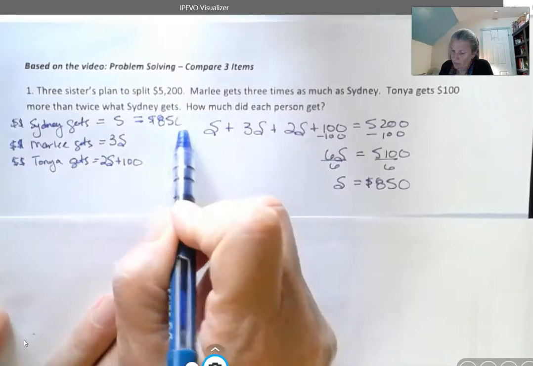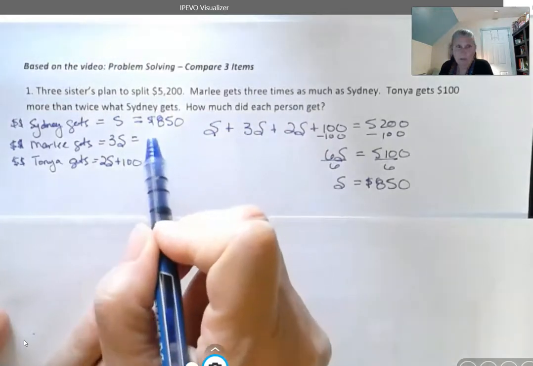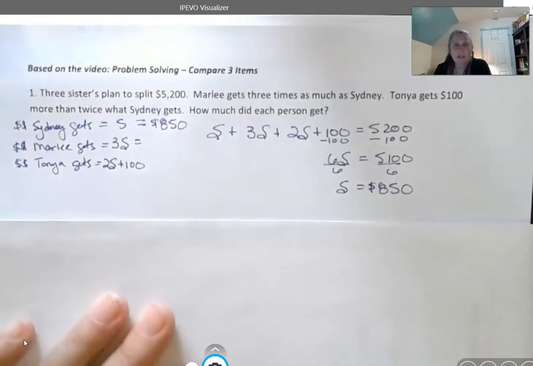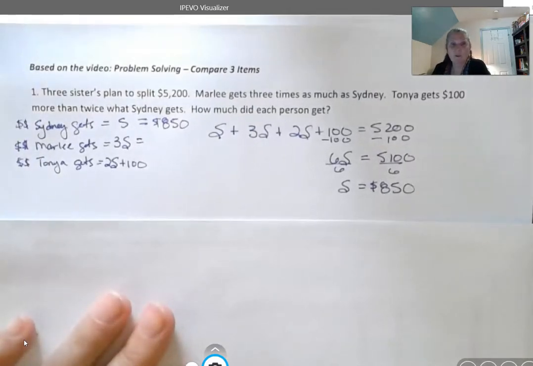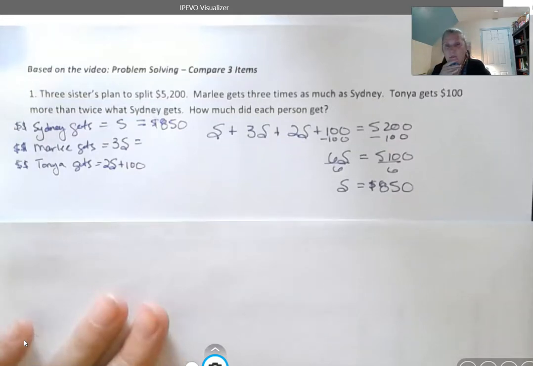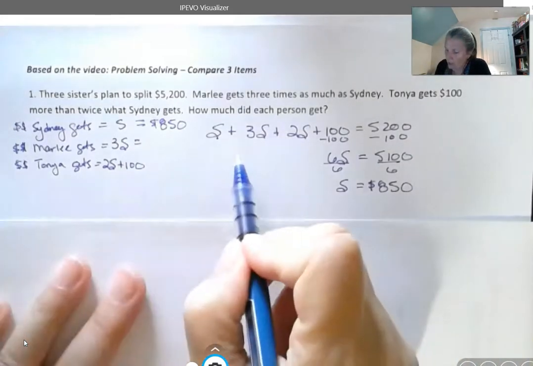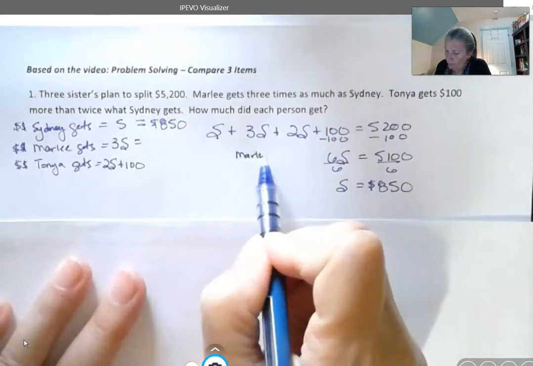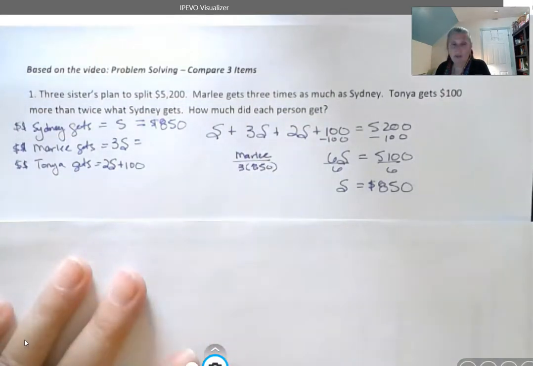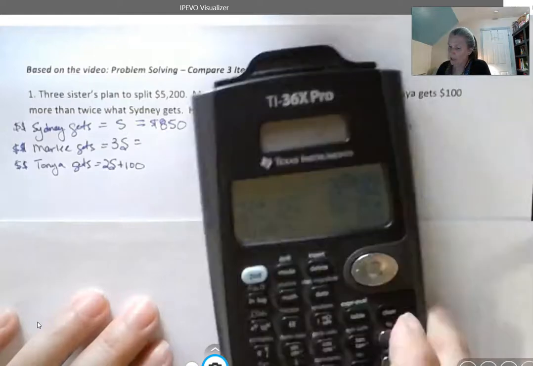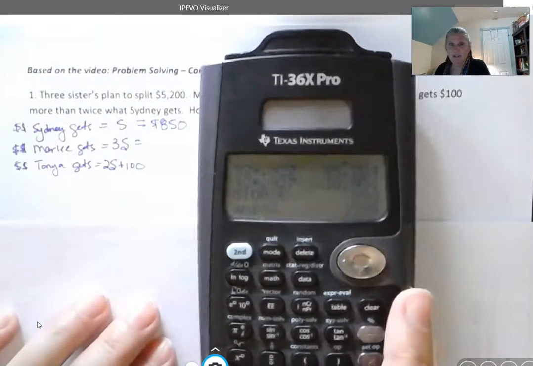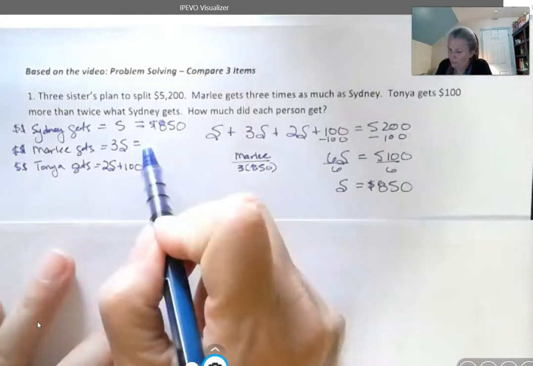$850. Notice that I go back to where I declared them and then put the answer there. If you don't do that, then you need to declare it again because your final answer should be very clear on who gets 850, who gets the next amount and the next amount. Now remember, Marley got 3 times this. So for Marley, we would take 3 times 850 because she got 3 times as much as Sydney. So then we would just take 850 times 3 and find out that that's 2,550.